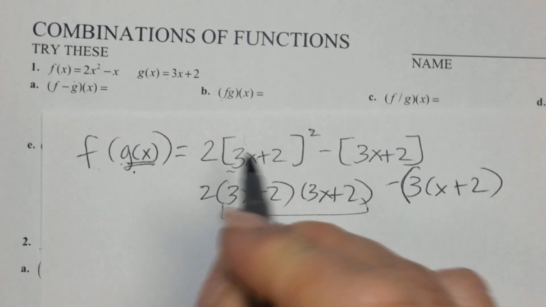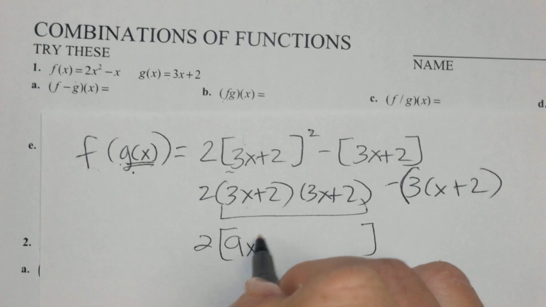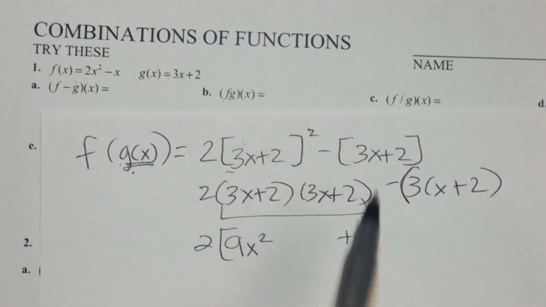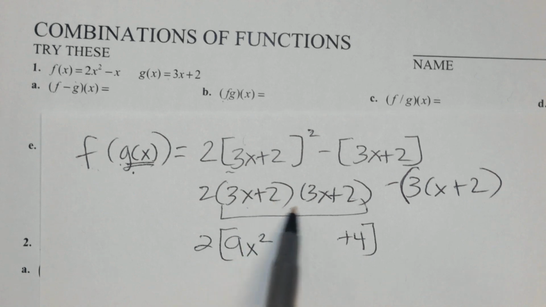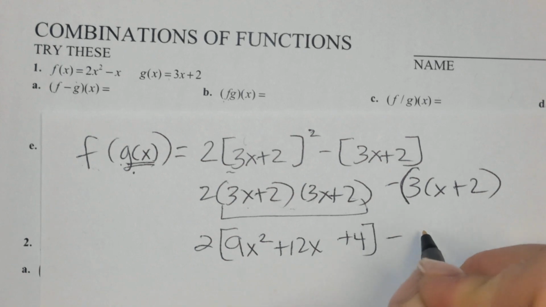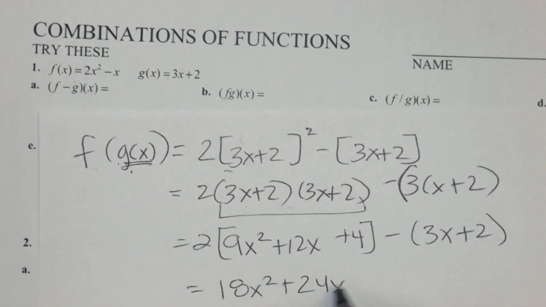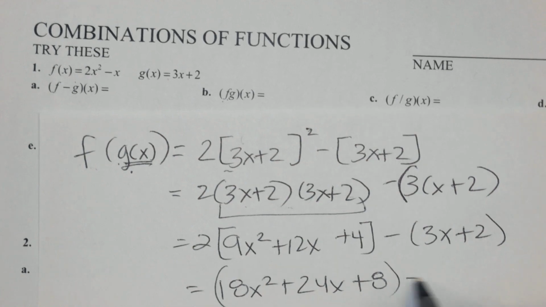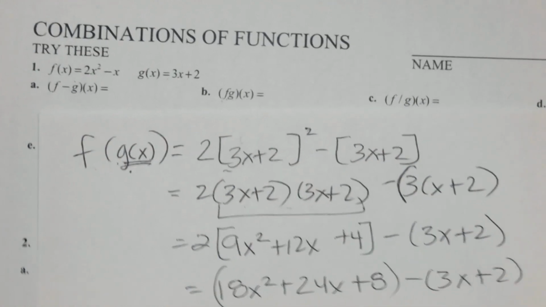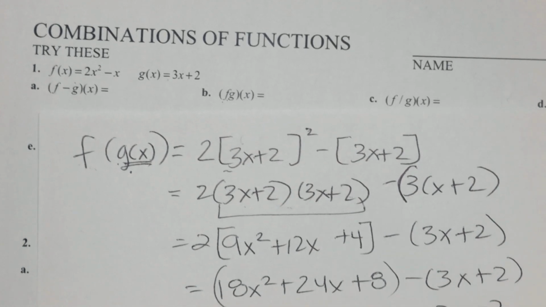So I'm going to do the quick way. When they're exactly the same, I multiply the fronts to get 9x squared. I multiply the backs to get a positive 4 in this case. I can see the inside is a positive 6x and the outside is a positive 6x. 6x and 6x is 12x. Okay, I'm going to distribute the 2. So 18x squared plus 24x plus 8. And then I'm going to distribute the subtraction sign. 18x squared plus 24x plus 8 minus 3x minus 2. And here's my final answer.